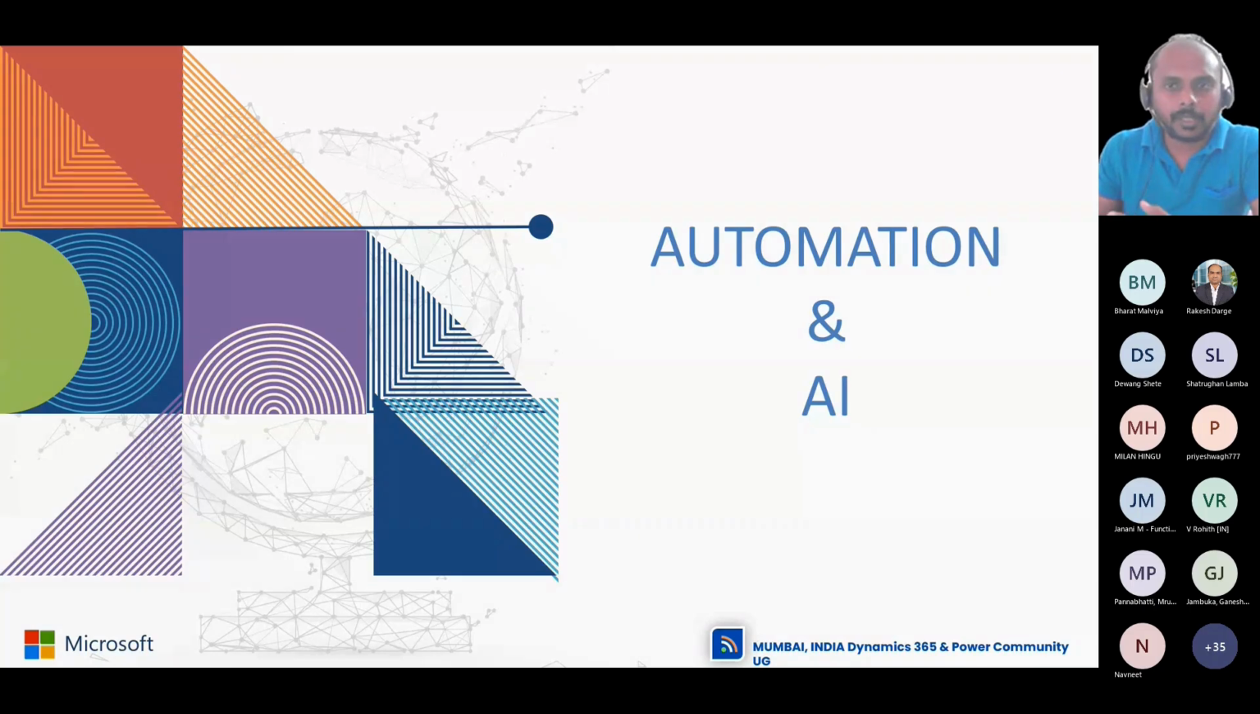Before jumping into it, I would like my session to be interactive. So can I ask a couple of questions? If any one of you wants to answer, you can unmute and let me know, so I can know what I should cover and what I should not. Before I jump into the details, can anyone let me know what automation is separately and what AI is?